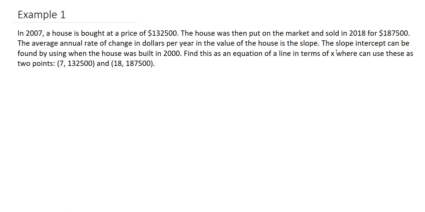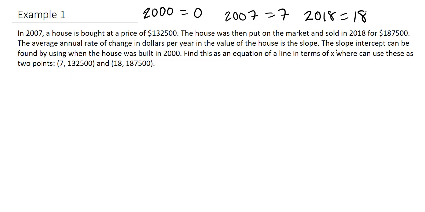So we have 7 and 132,500, and then we have 18 and 187,500. Notice that what we're saying is in 2000, our x is 0. In 2007, as we do 2007 minus 2000, we get 7. And then in 2018, that's 18. So instead of putting all those points, we just start at 2000 as our x value, which would be 0.